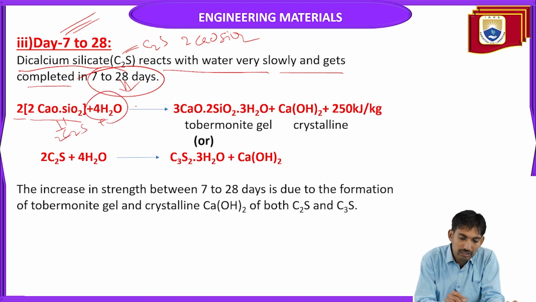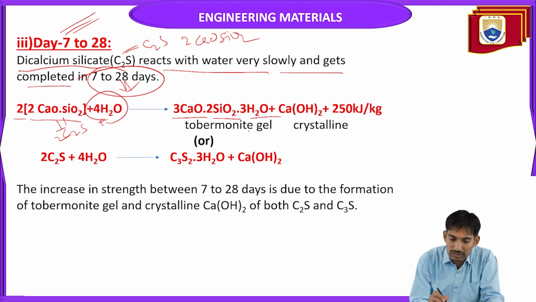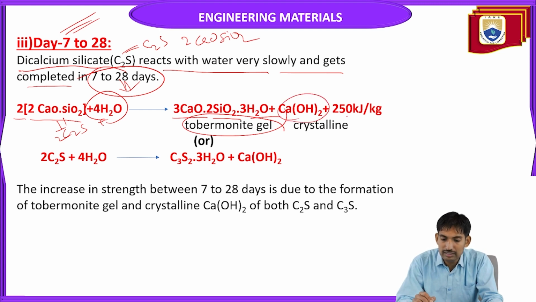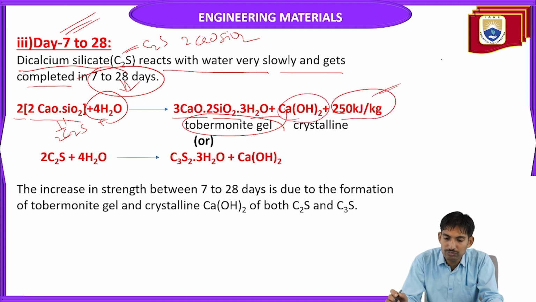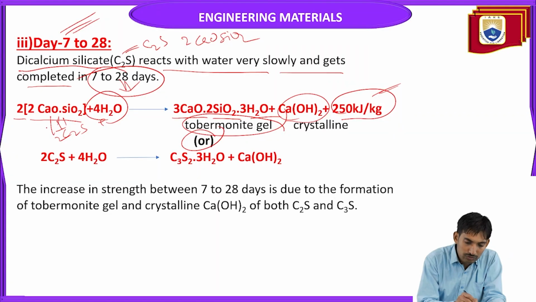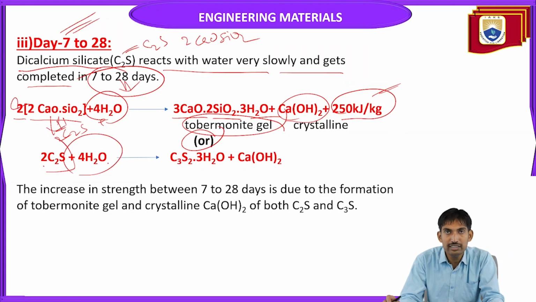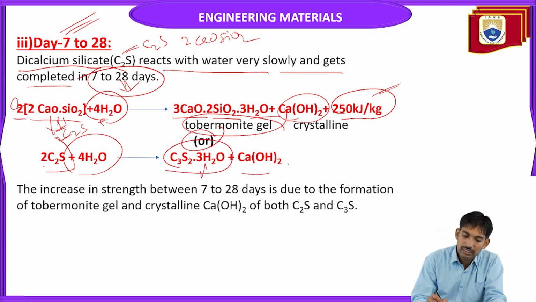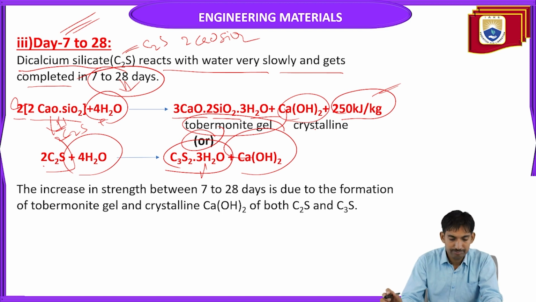2C2S reacts with water. It forms 3CaO.2SiO2.3H2O, that is tobermorite gel, and a crystalline solid. That is an exothermic process. It will evolve 250 kJ per kg of energy. In short form, 2CaO.SiO2, C2S, reacts with 4 molecules of water. It forms C3S2H3, nothing but tobermorite gel, and forms a crystalline solid, that is calcium hydroxide.